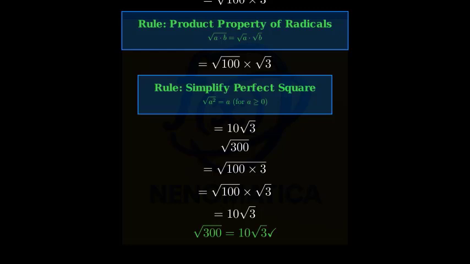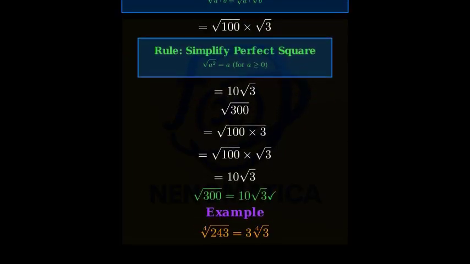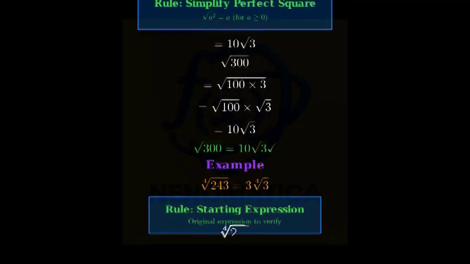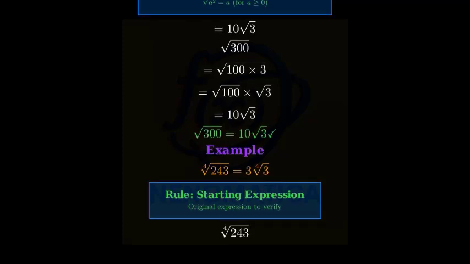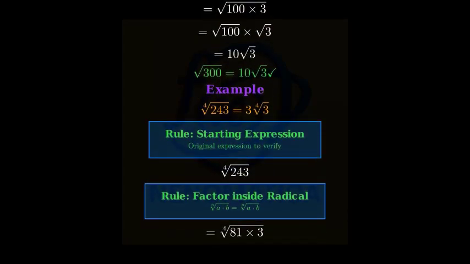Now, let's move on to our second example. We need to verify whether the radical equality the fourth root of 243 equals 3 times the fourth root of 3 is true. Just like before, we'll start with the left side of the equation. We begin with the fourth root of 243. Let's break down 243 as a product of factors. We can write 243 as 81 times 3.